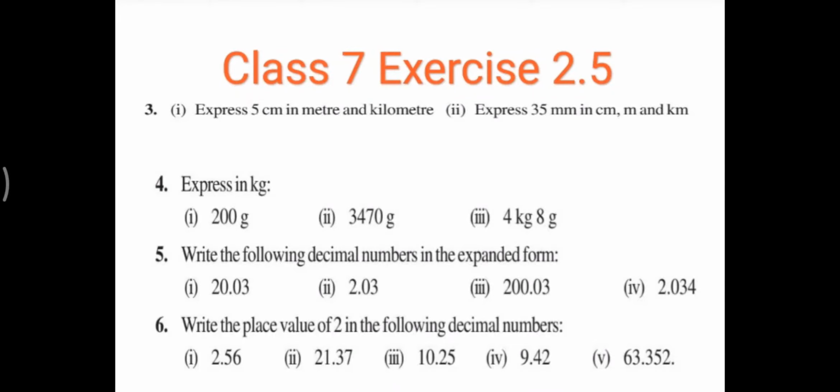Now this is question number 6. Write the place value of 2 in the following numbers: 2.56, 21.37, 10.25, 9.42, 63.352. So 5 parts are there. Now solve all one by one. Now let us find out.